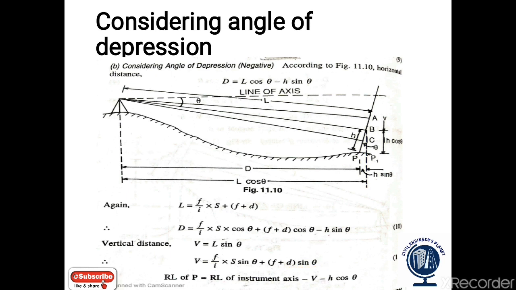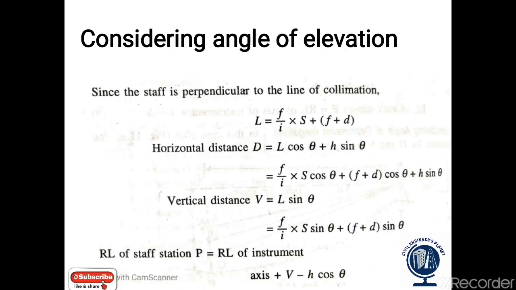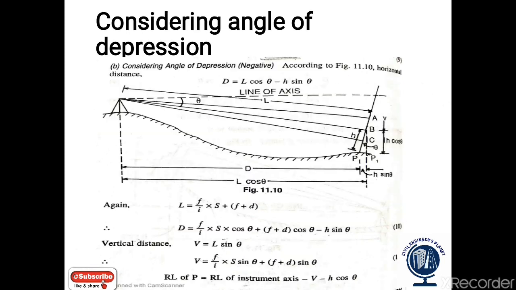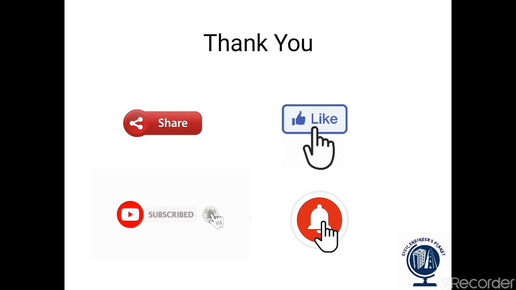Now how to calculate the RL of staff station. So here for calculating the RL of staff station, the formula is RL of instrument axis minus V minus h cos of theta. So this is enough for today guys.